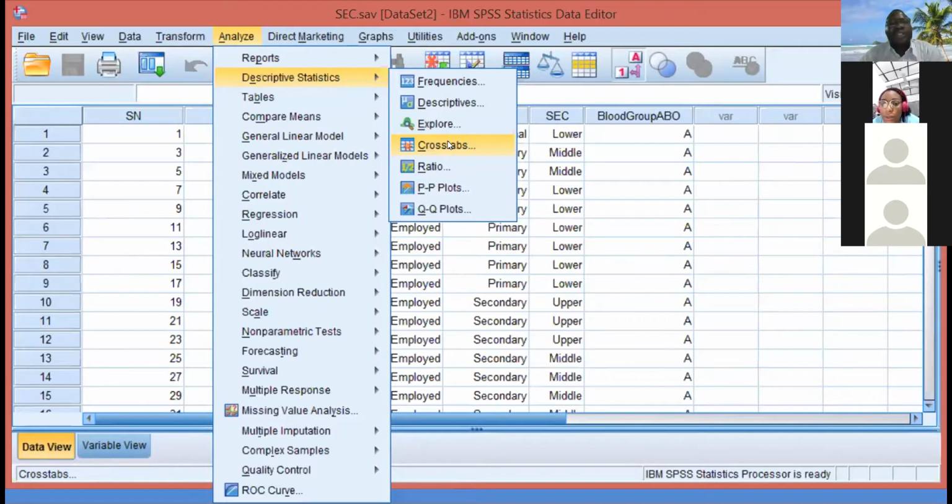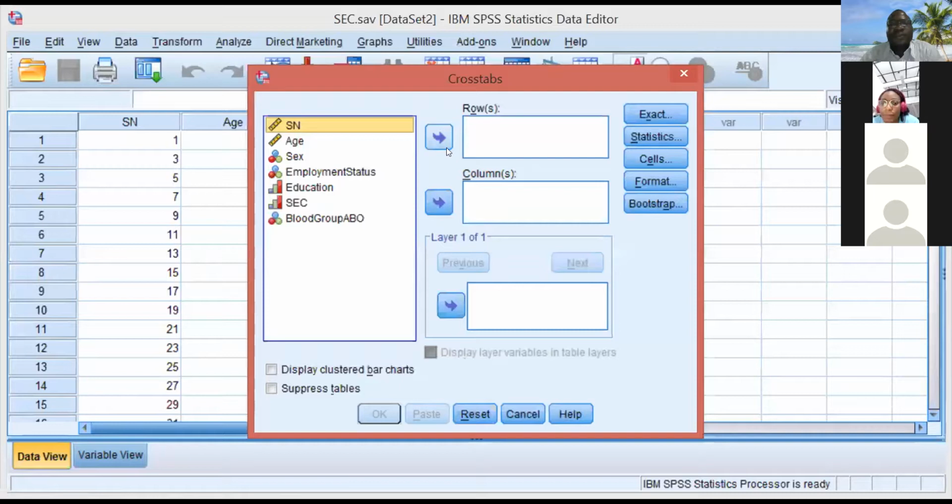It is under Descriptive Statistics, Crosstabs. Click on Crosstabs. Now it will open this dialog box. You will see that it gives you row and column. We have already stated our exposure. We are looking at the association between sex and employment status. So which one is the exposure?